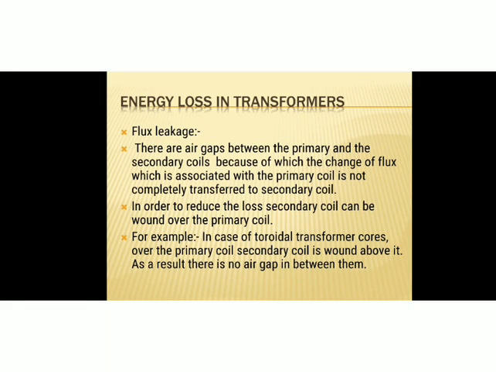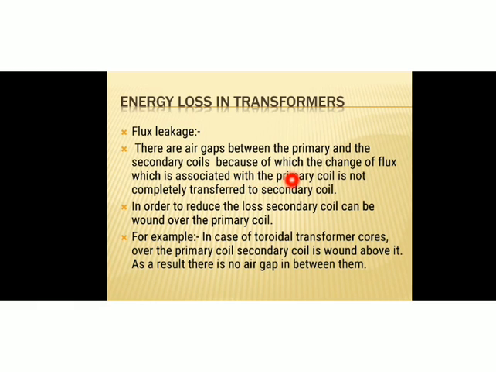Now, what are the important possibilities of energy loss in transformers, or what are the different areas of energy loss in transformers? So the first area is that of the flux leakage. We know that there are air gaps between the primary and secondary coil. Okay, just recall the structure of a transformer. So in between the primary and secondary coil, a space is there. That means an air gap is there.